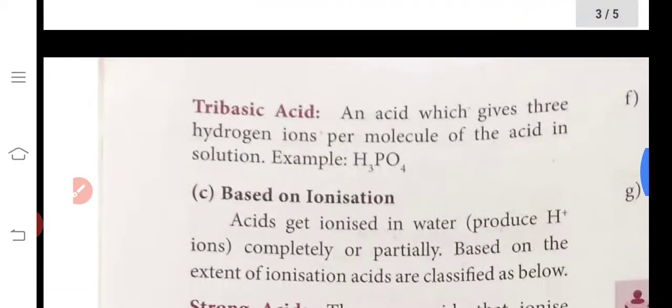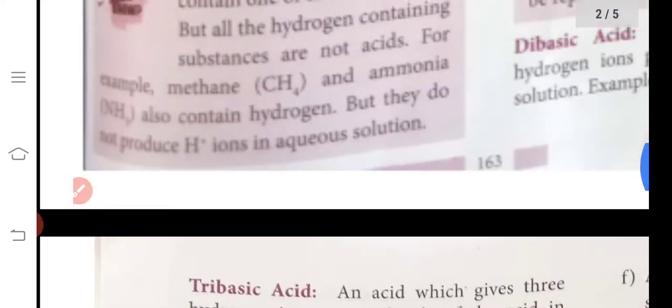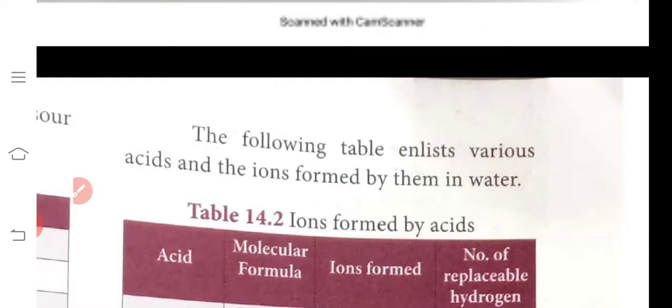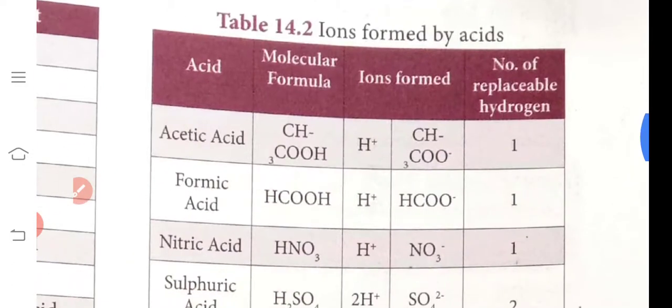The next one: classification of acids. Here, see the tabular column. The following table lists various acids and the ions formed by them in water. For example, acetic acid.